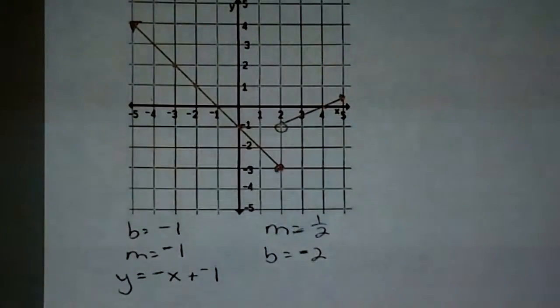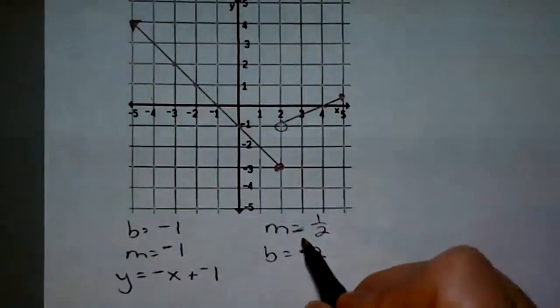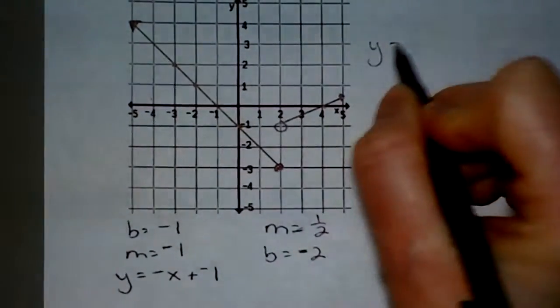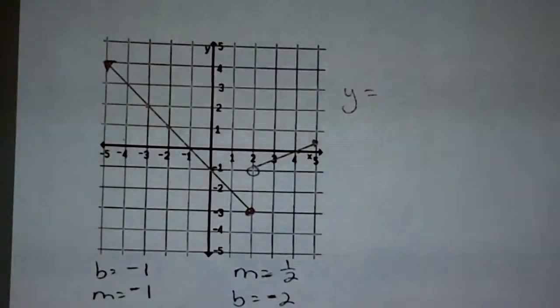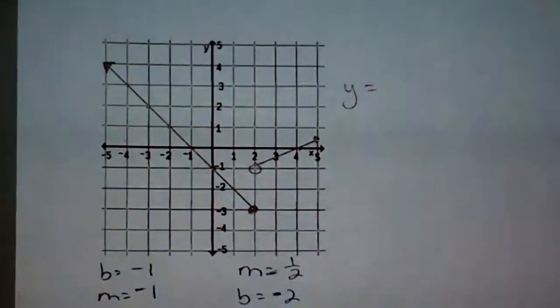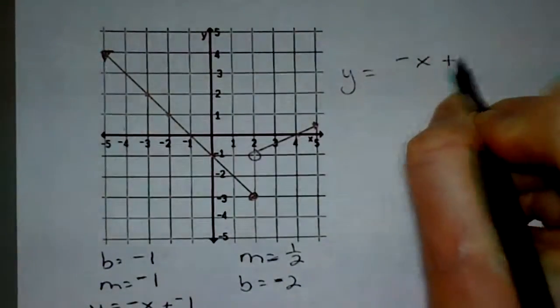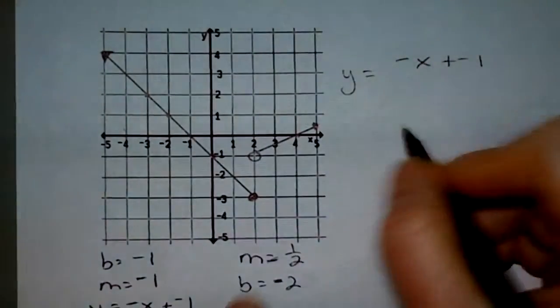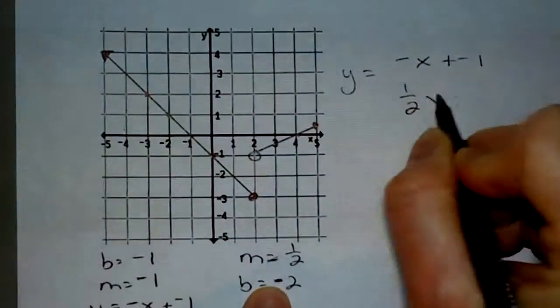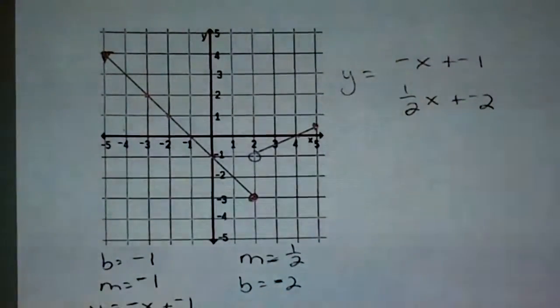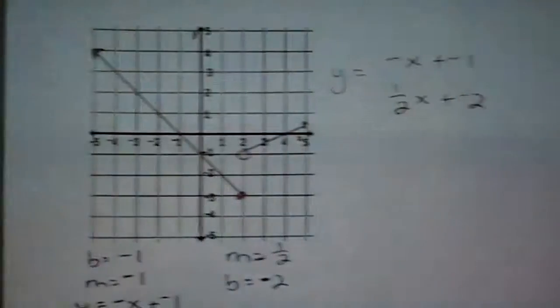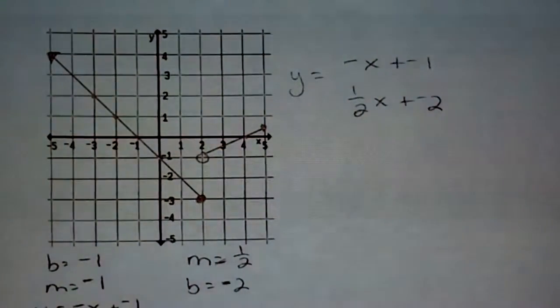Okay, so now we need to write our little equation. So I'm going to say y equals, and let's list our equations out. We have -x plus -1, and we also have 1/2 x plus -2. But we need to list the domains with that. That's what makes it piecewise.